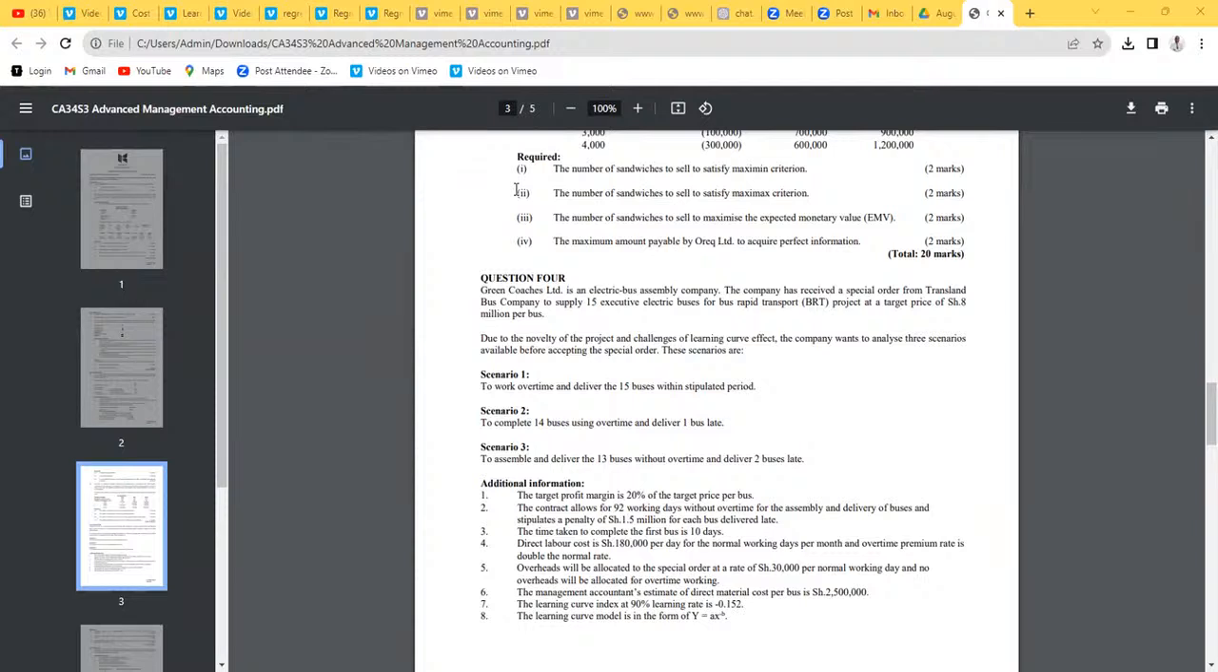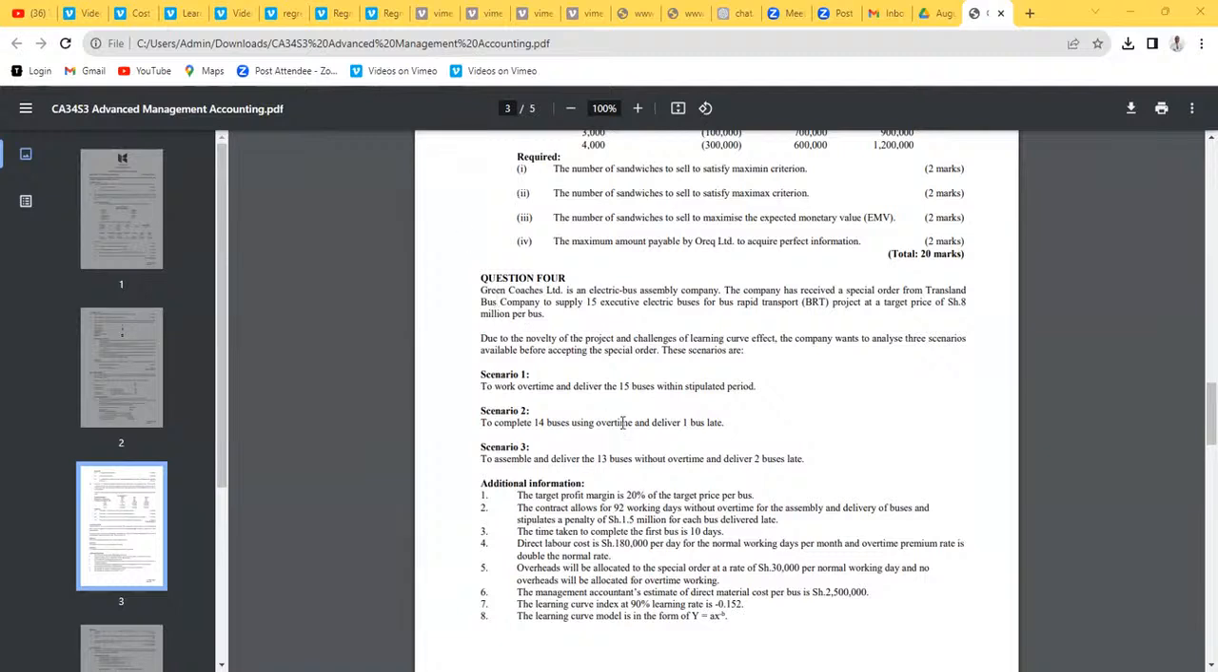Due to the novelty of the project and challenges of learning curve effect, the company wants to analyze 3 scenarios available before accepting the special order. These scenarios are: 1, to work overtime and deliver 15 buses within stipulated period. Scenario number 2, to complete 14 buses using overtime and deliver 1 bus later. Scenario number 3, to assemble and deliver 13 buses without overtime and deliver 2 buses later.